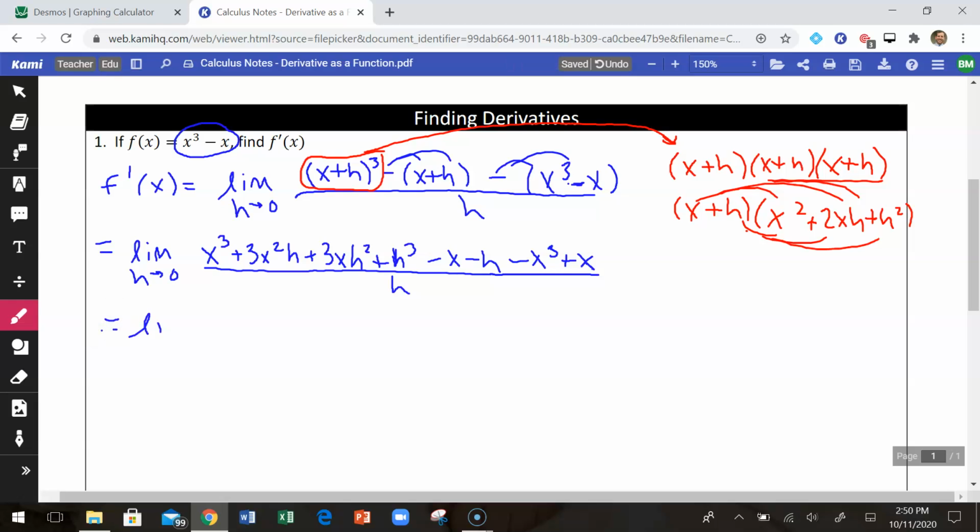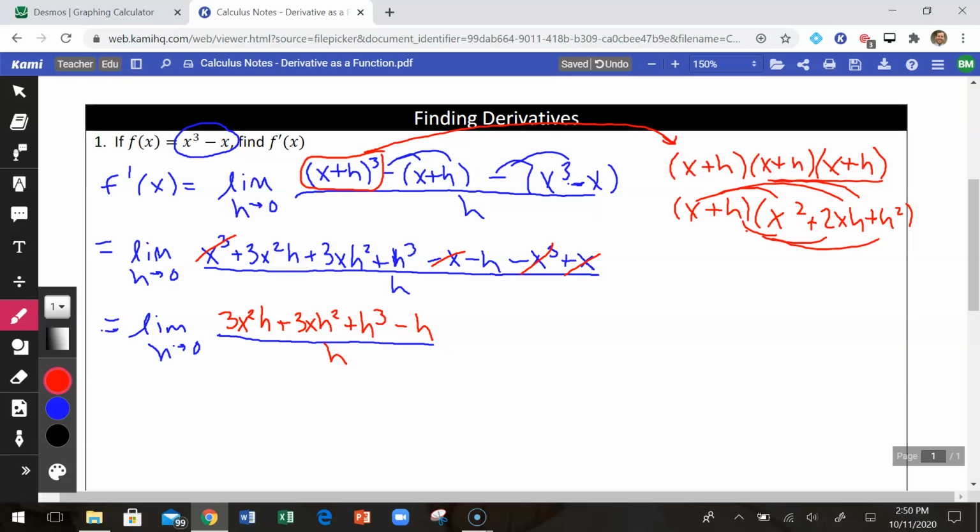Continue to simplify the top, equals the limit as h approaches 0. Now on top, again, remember what happens is a lot of things are going to cancel. Anything that doesn't have an h should cancel out. So x cubed minus x cubed, negative x, positive x, those things are gone. I have left 3x squared h plus 3x h squared plus h cubed minus h all over h.